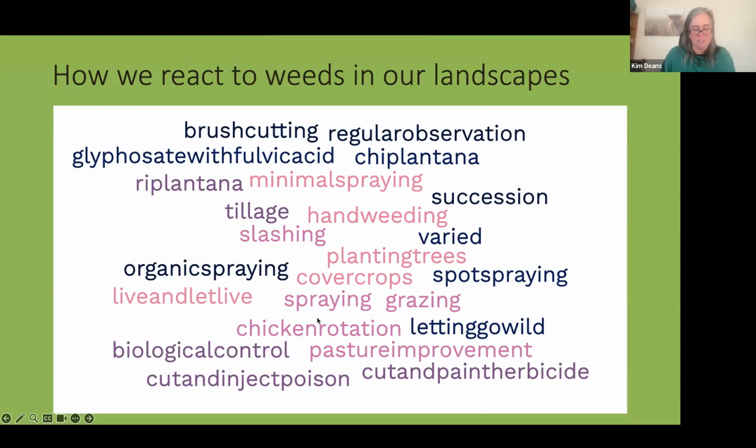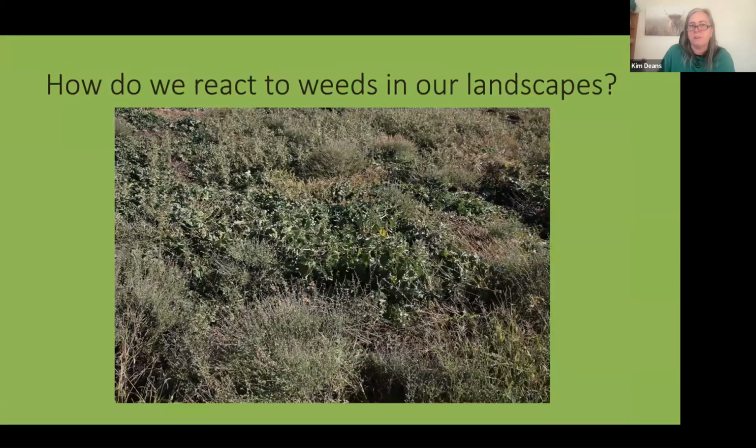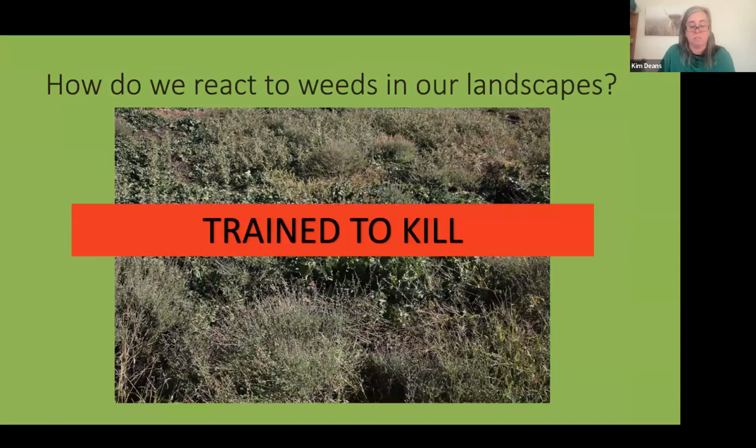And so I think part of this is just going to add to your toolbox, and hopefully there'll be some little snippets I share with you that might just increase the way you implement some of these tools or the timing. Generally, though, what I see in my work in agriculture is a lot of the time, and I've experienced this myself, the way we react to weeds is we're trained to kill, and it's an interesting approach, isn't it? That's part of that mindset shift.